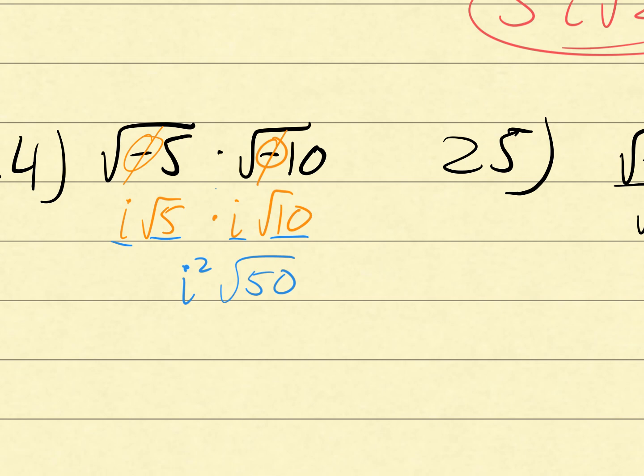i squared, we know that that's -1, so our final answer is just going to be negative. And then square root of 50, we just did that, right? This is going to be 5 square root of 2.